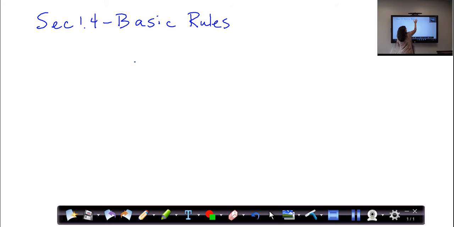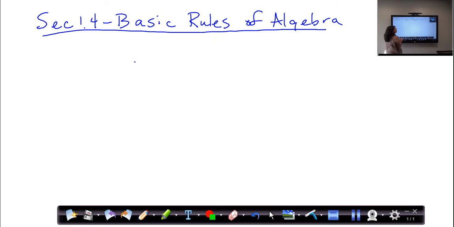All right, we're going to take a look at section 1.4, which is the basic rules of algebra. And the first thing we're going to look at is some definitions.